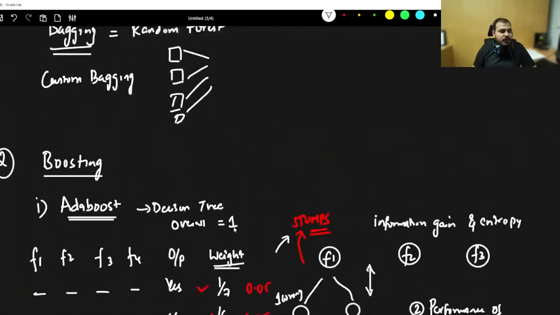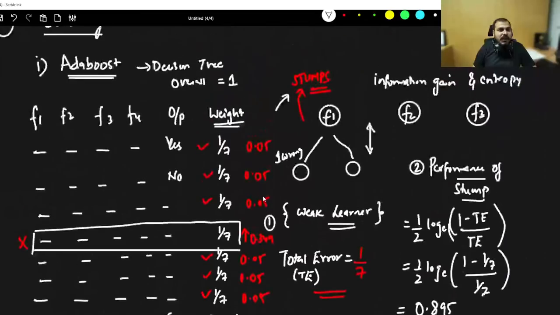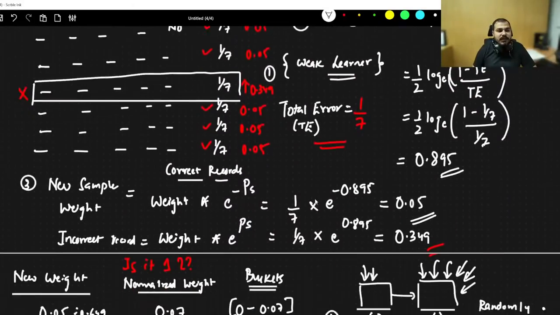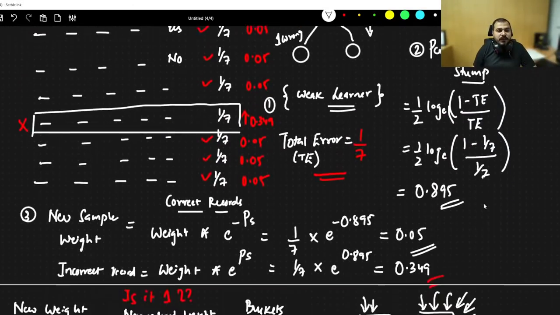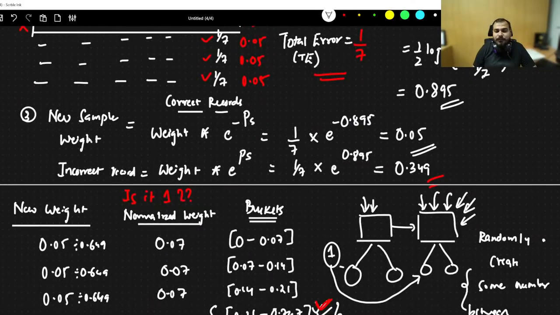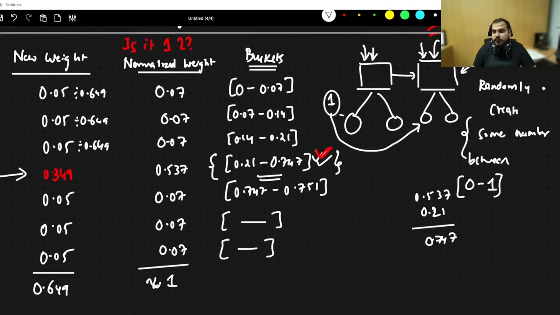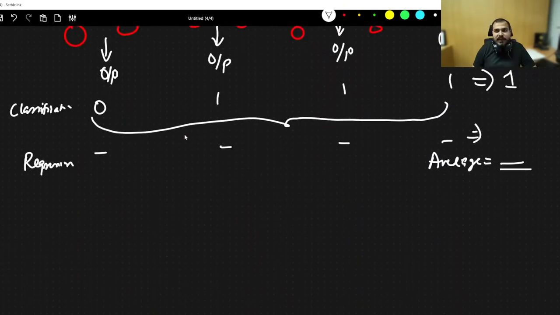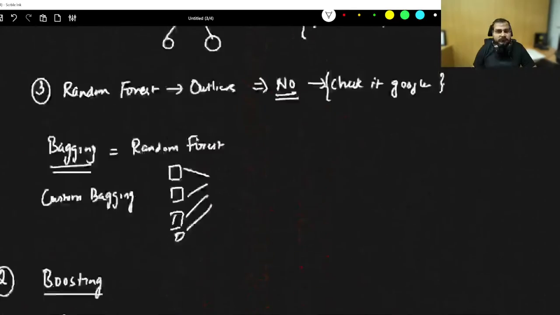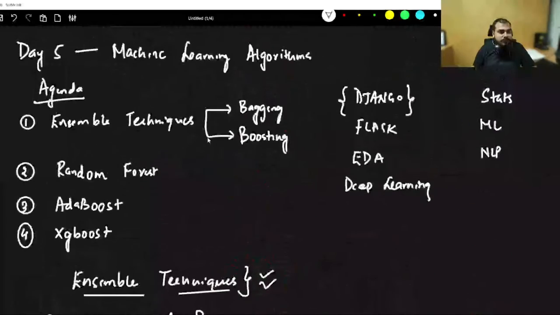So, interesting everyone. I hope you understood so much of maths in AdaBoost and how AdaBoost actually works. Three main things: one is total error, one is performance of stump, and one is the new sample weight. These things are getting calculated extensively. Everybody clear? I hope you liked this session. Till here, we completed this, this, and this.